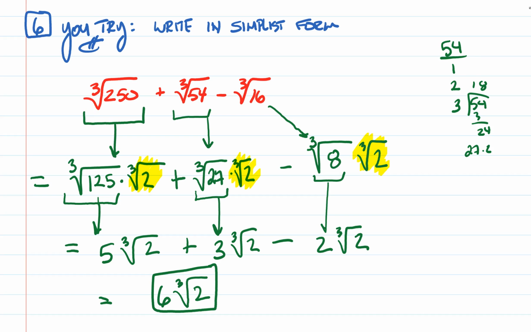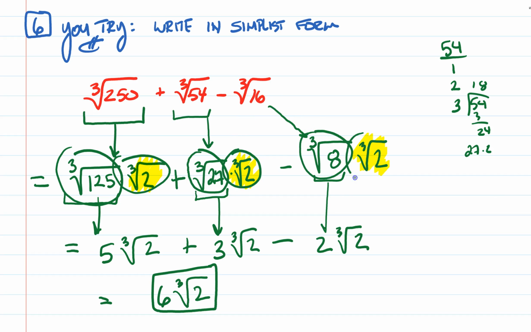So the way that I did this is I broke down the cube root of 250 into the cube root of 125 times the cube root of 2. I broke down the cube root of 54 into the cube root of 27 times the cube root of 2. I broke down the cube root of 16 into the cube root of 8 and then the cube root of 2. Then notice that each of these has a cube root of 2 in them. That makes them a like radical.